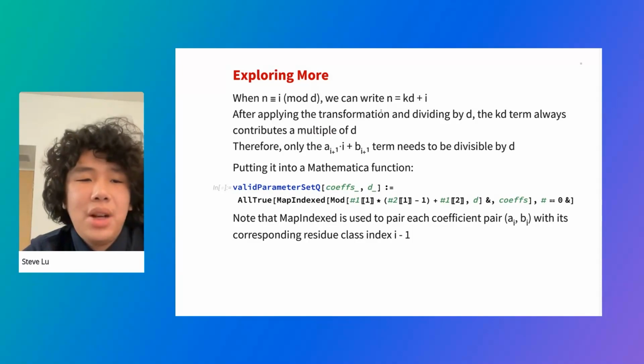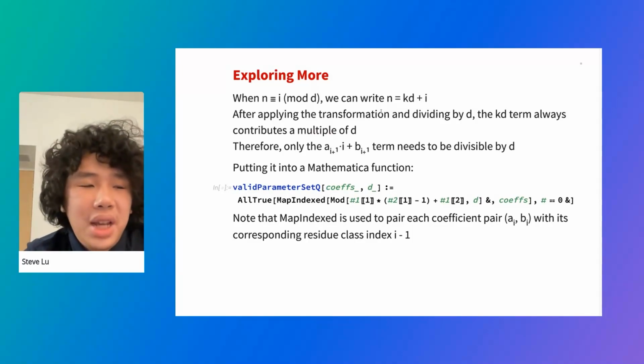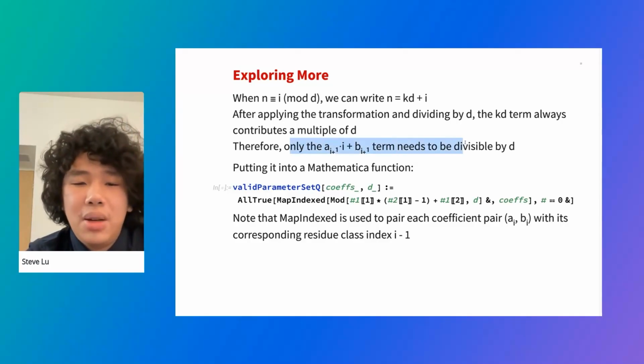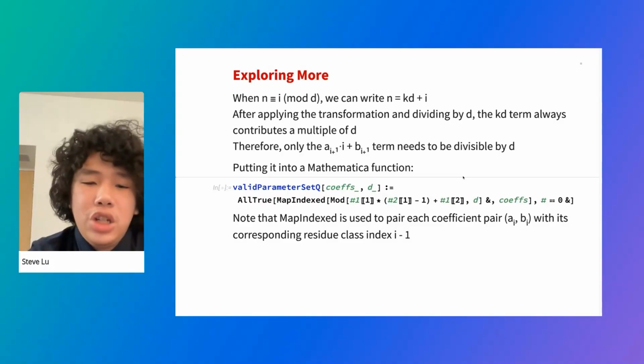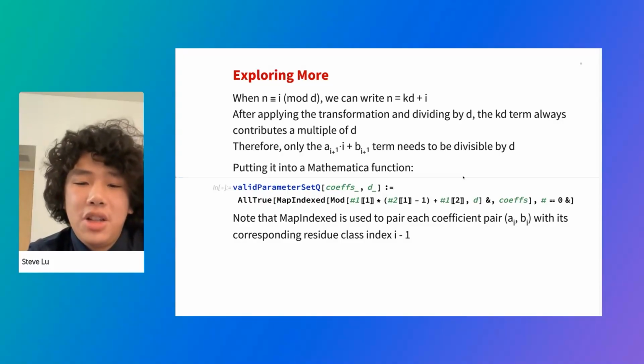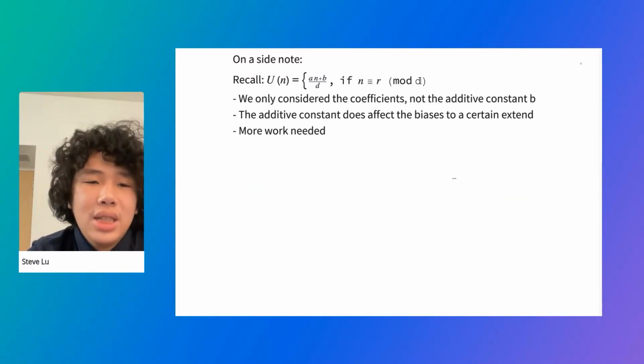And we also have a value parameter set. Now, this is a bit more complicated, and for more details, you can read about it on my community post. But in essence, there's a term and a certain condition that has to be satisfied, specifically this one. And that allows us to validate whether each parameter, basically a coefficient and additive constant pair, is going to be valid. And given those two functions, we can start estimating.